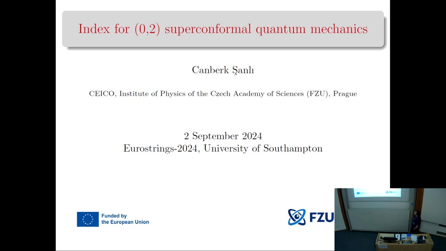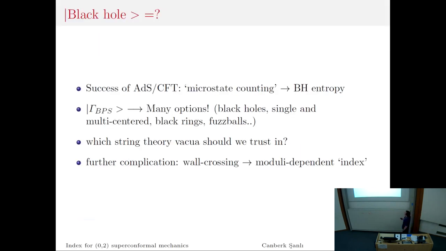As you might notice, it's a relatively specific aim: computing an index, a Witten type of index, for superconformal quantum mechanics. So I feel like I need to start with some motivations for why we are interested in doing so. And despite probably the lack of time, let me start by giving very broad motivations.